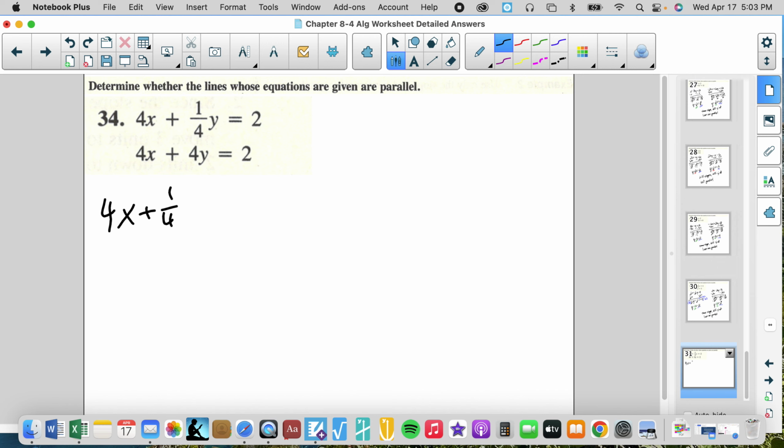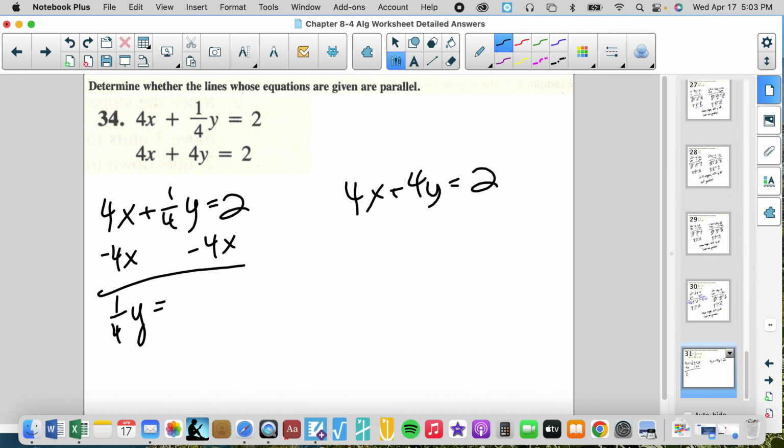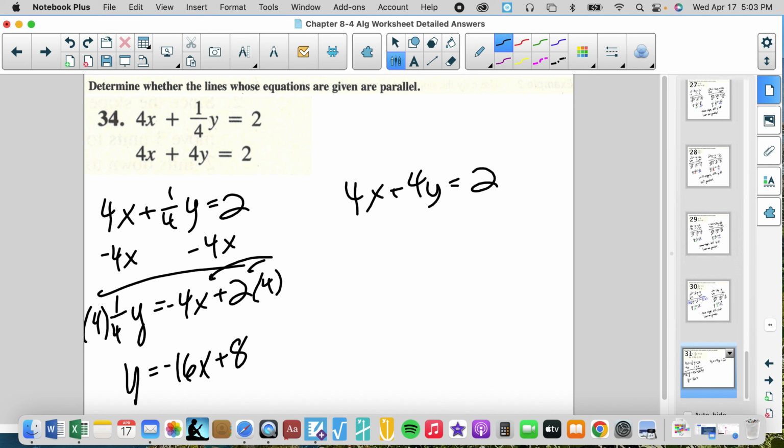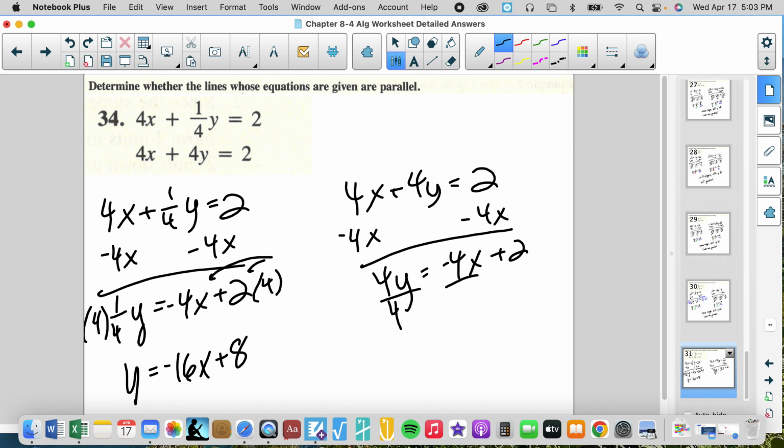4x plus 1/4 y equals 2. 4x plus 4y equals 2. Minus 4x, minus 4x. 1/4 y equals negative 4x plus 2. Multiply by the reciprocal, which is 4. Distribute it to both of them. Y equals negative 16x plus 8. That's a big slope. Minus 4x, minus 4x. 4y equals negative 4x plus 2. Divide by 4, Mr. Mac. Y equals negative x plus 1/2.